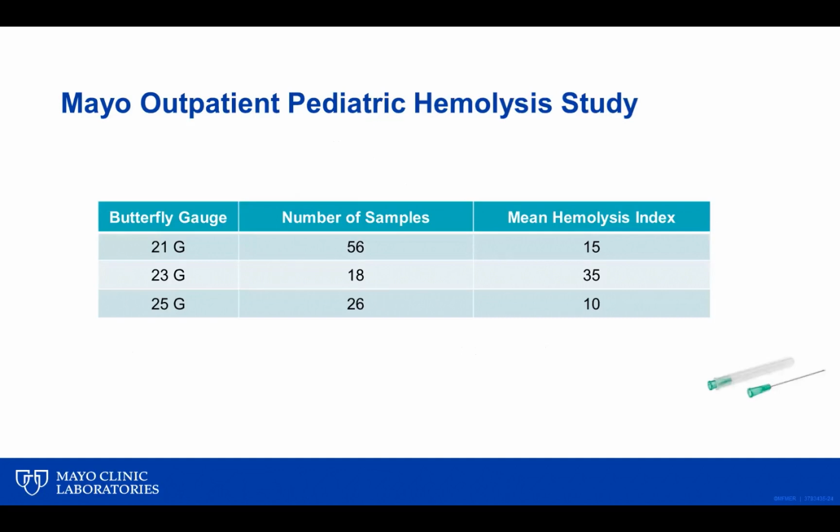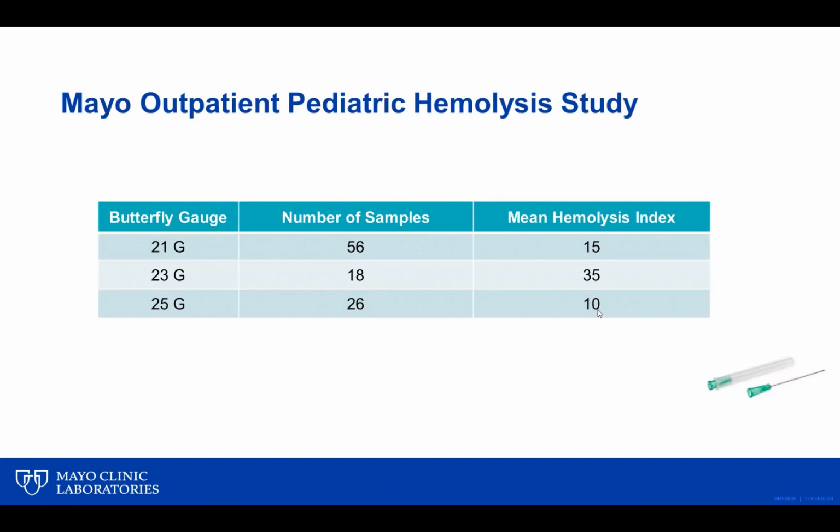And so here are some data from a pediatric study where we looked at the 21, 23, and 25 gauge butterfly needles. And you can see that the number of samples is relatively low. But if you look at the mean hemolysis index, it actually went up from 21 gauge to 23 gauge, and then back down again at 25 gauge. So if you look at the 25 gauge needle, the mean free hemoglobin is essentially the same as a 21 gauge. So now we're at the point with newer technology where we don't really know how much of a factor the use of the 23 or the 25 gauge butterflies are.